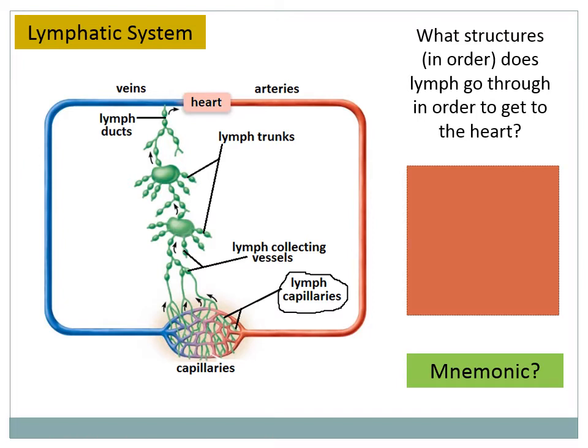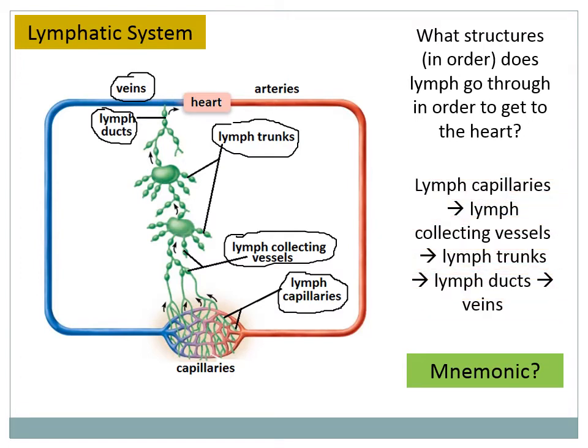All right, hopefully you just followed along. So we start with our lymph capillaries. We're then going to go to our lymph collecting vessels. Then we have things called lymph trunks. And then we have things called lymph ducts, which lead into the veins, which go into the heart. So we have lymph capillaries to lymph collecting vessels to lymph trunks to lymph ducts to the veins to the heart.